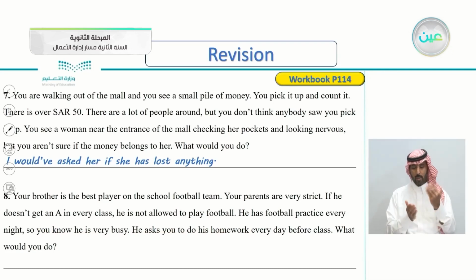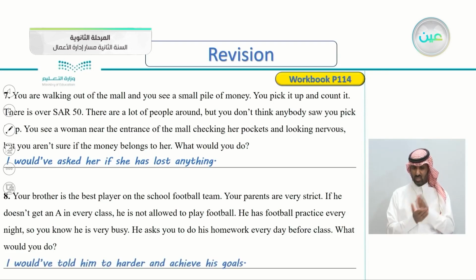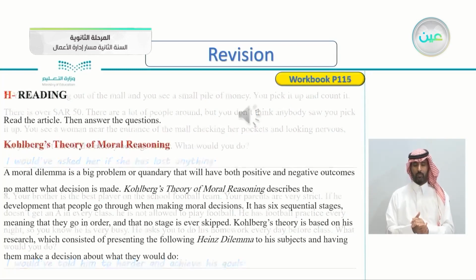What would you do? Would you do his homework for him, or would you advise him to study hard and so on? And your parents are strict with him. So I said I would have told him to study harder and achieve his goals by himself. I would have told him to study harder, to work harder, and achieve his goals all by himself.